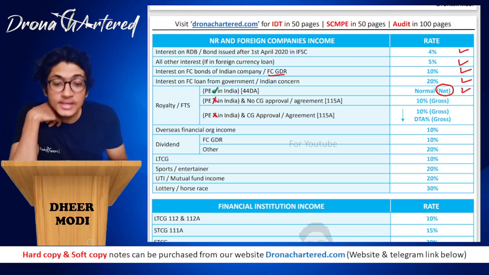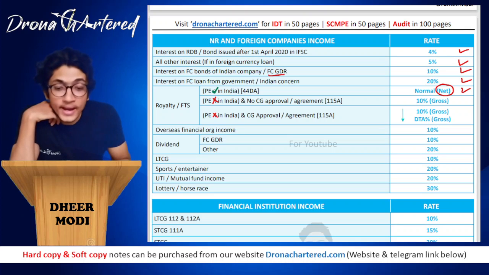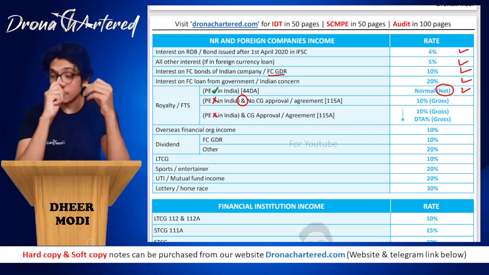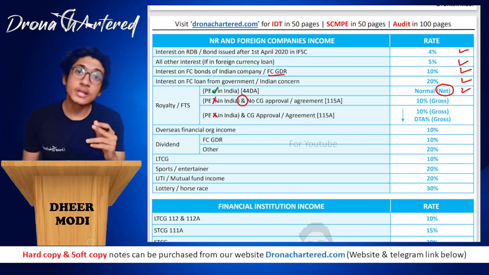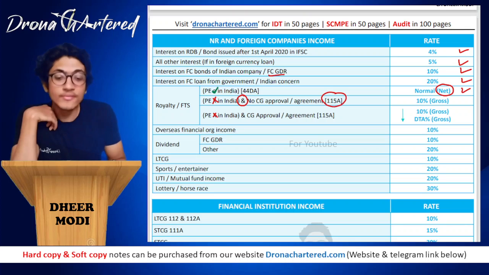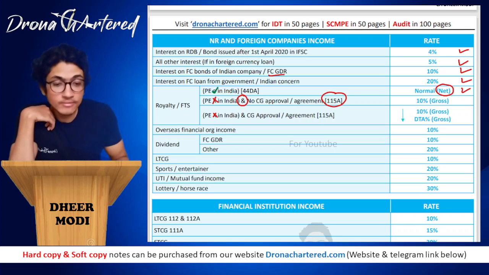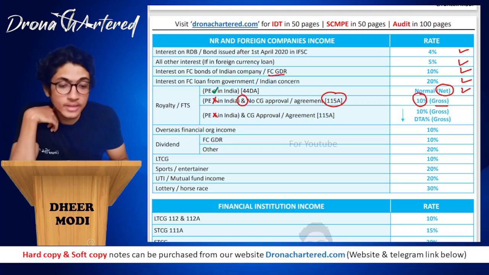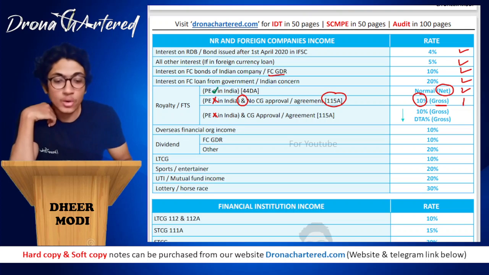Next is if PE is not in India, and there is no CG approval, or there is no CG agreement. This will be given to you in the question as it is, that CG agreement exists or CG agreement does not exist. So if there is no CG approval or agreement, this is your section 115A. So 115A says that if there is no CG agreement, in such a case, it will be taxed at 10% on the gross figure. That means no expenses deduction will be allowed.